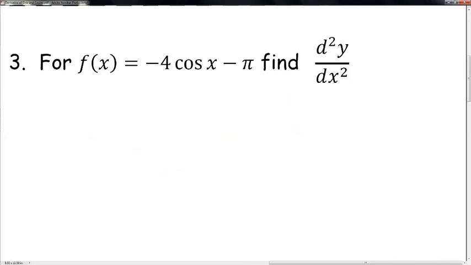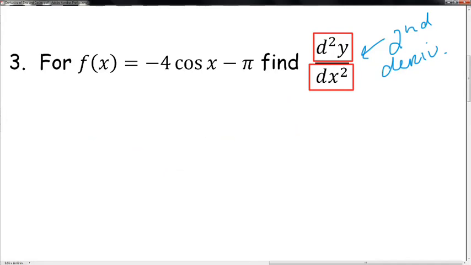Alright, number 3, for f of x is equal to negative cosine x minus pi, find the second derivative. That's what this means, that you're not squaring anything. It means second derivative, so take the derivative twice for your x and y. I know that looks like you're squaring your derivative and then multiplying by x squared. That's not what it means. It means take the derivative twice. So please don't square anything. Please just go ahead and take the second derivative. So this right here is second derivative. It just means take it twice.